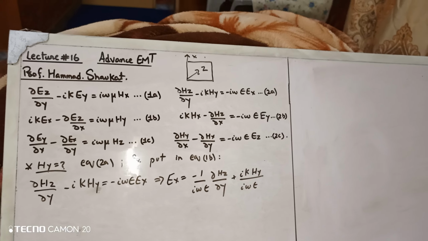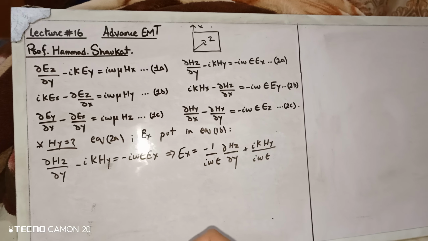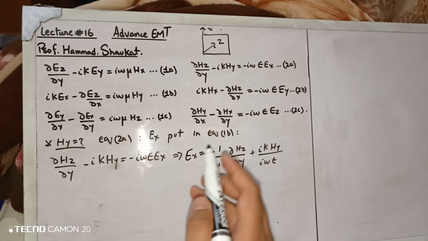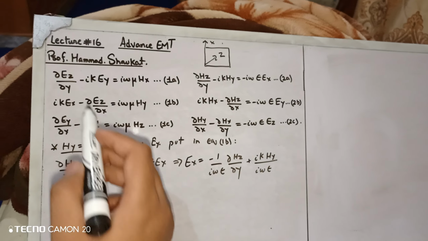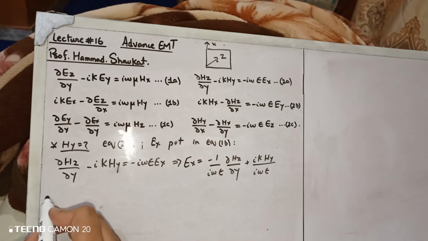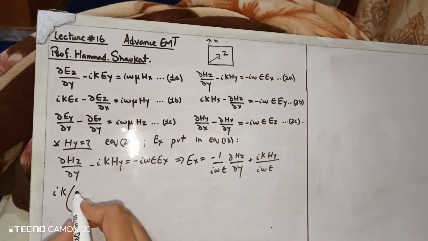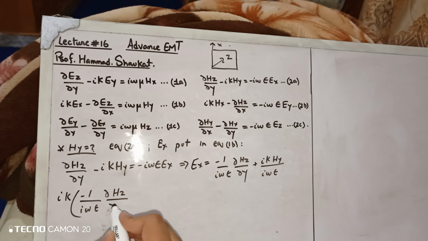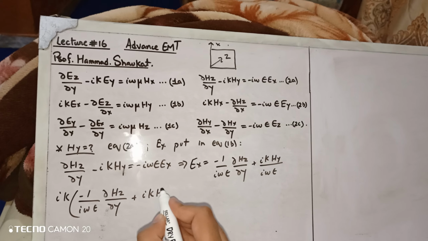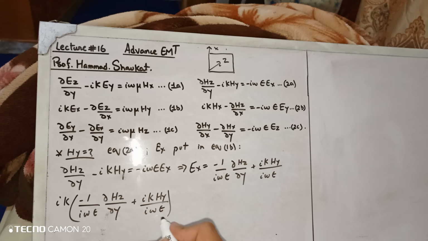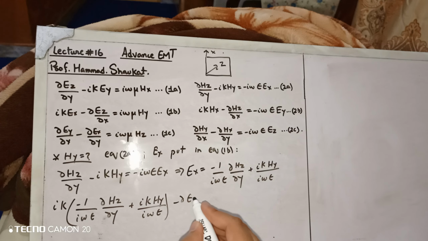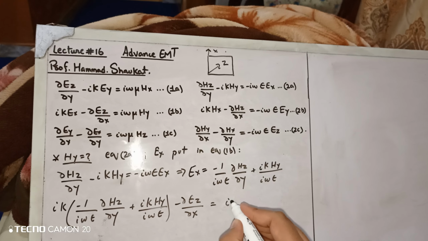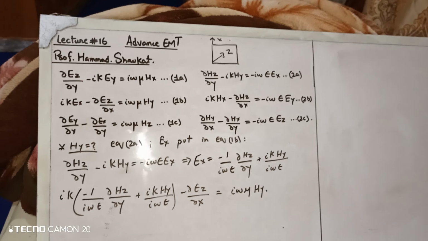Okay, so now this is your expression of Ex. Now what you have to do, I said that once you find Ex, you have to put this value of Ex in equation 1b. So here is your equation 1b. Here is Ex you have to put, so it becomes iota k. Now putting the value of Ex which we found, iota omega epsilon partial Hz by partial y plus iota k Hy, divided by iota omega epsilon, minus partial Ez by partial x, as it is, equals iota omega mu Hy also as it is.